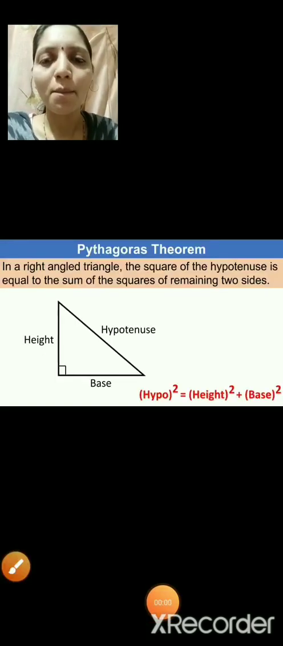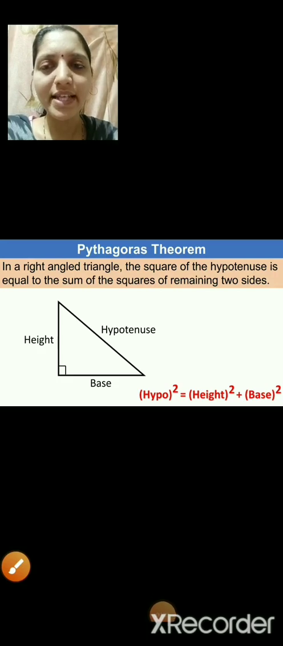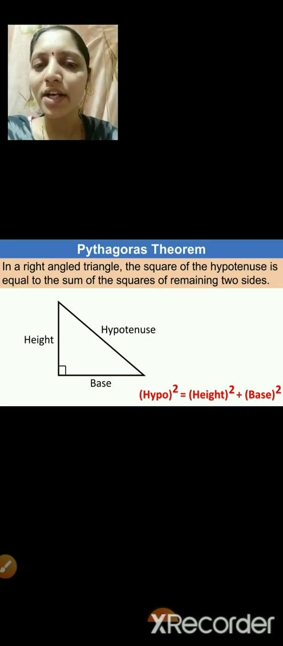Now let's move on to the Pythagoras theorem. Pythagoras theorem states that in a right angle triangle, the square of the hypotenuse is equal to the sum of the squares of the remaining two sides. If you consider any right angle triangle, the side opposite to the 90 degree angle is called the hypotenuse and the perpendicular sides are called the height and base of the triangle. So according to the Pythagoras theorem, hypotenuse square is equal to height square plus base square.